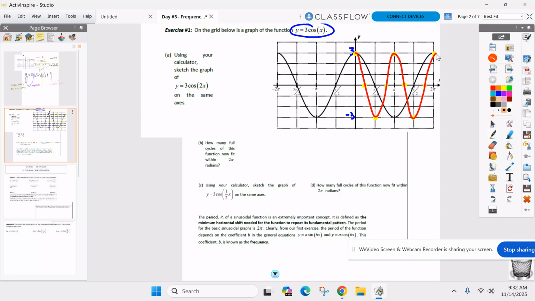That is 3 cosine 2x. Make a note of it, please. Make a note of it so you know, because I'm going to do another graph here in a second. 3 cosine 2x. Notice a little bit of a difference now.